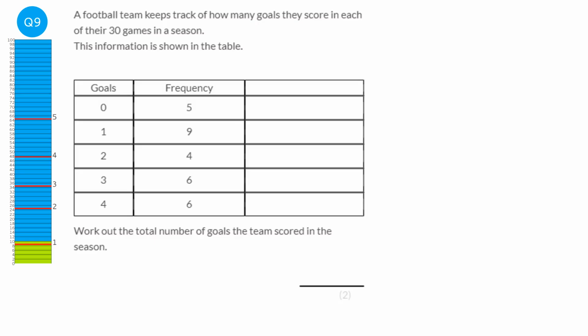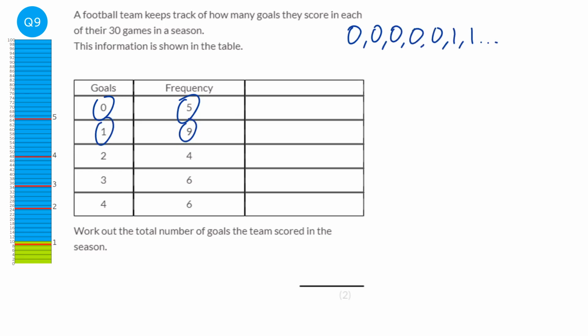If you imagine these numbers written out as a list, there would be 5 lots of zeros, so 1, 2, 3, 4, 5. There'd be 9 lots of 1, so 1, 1, etc., etc.